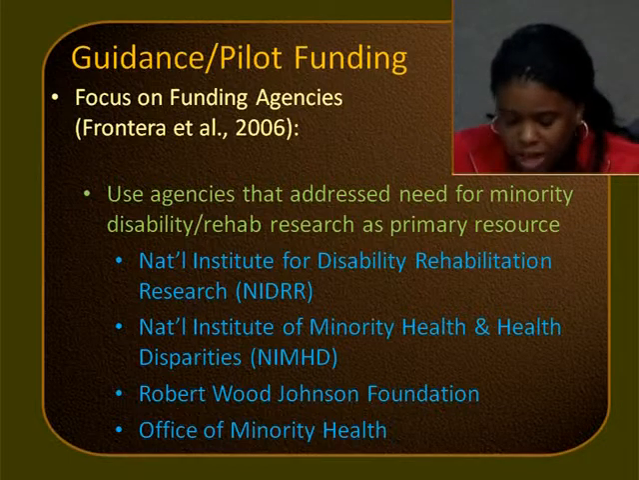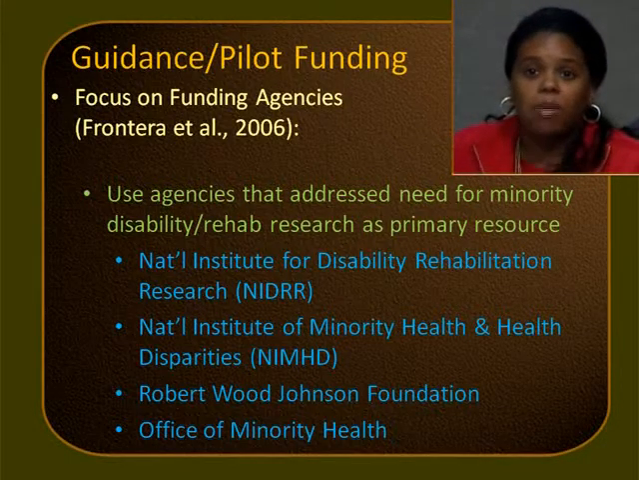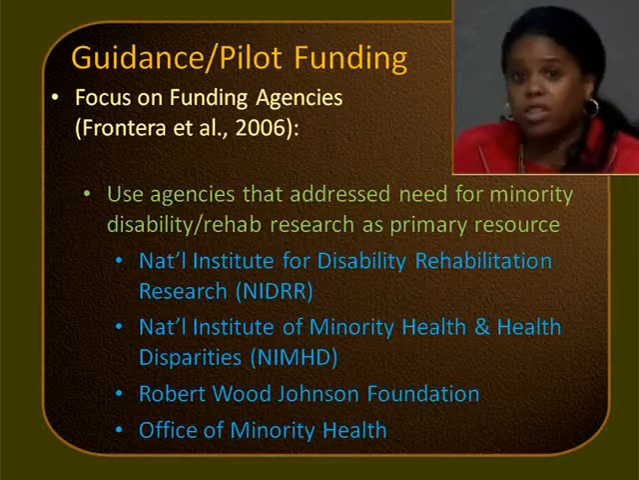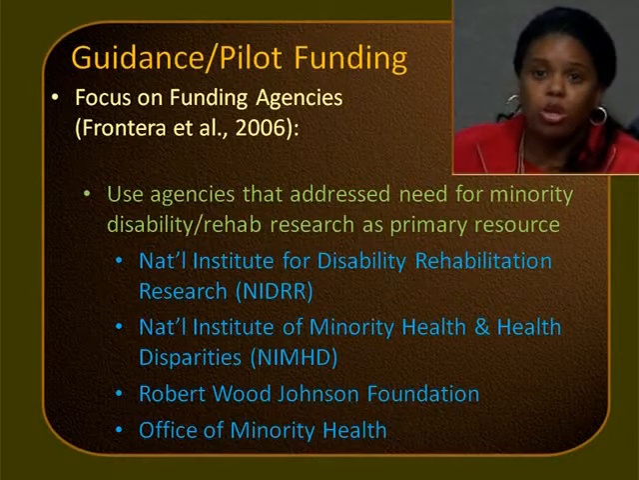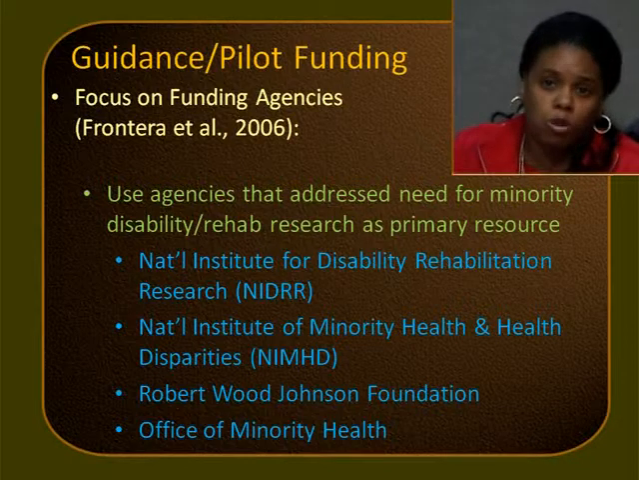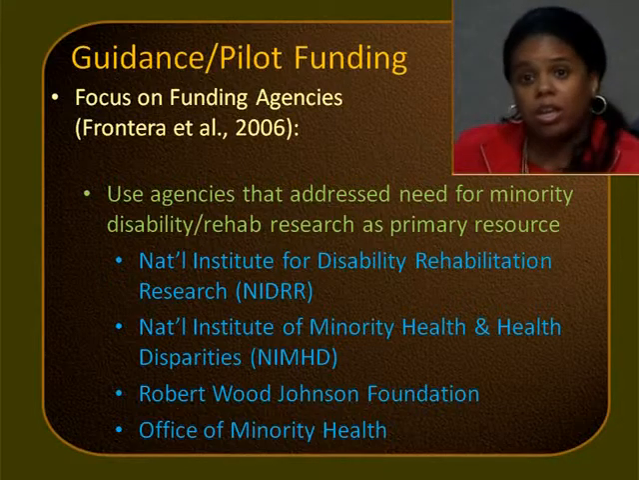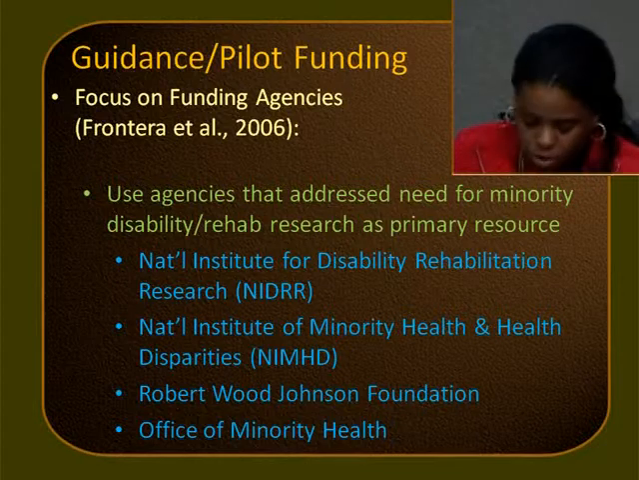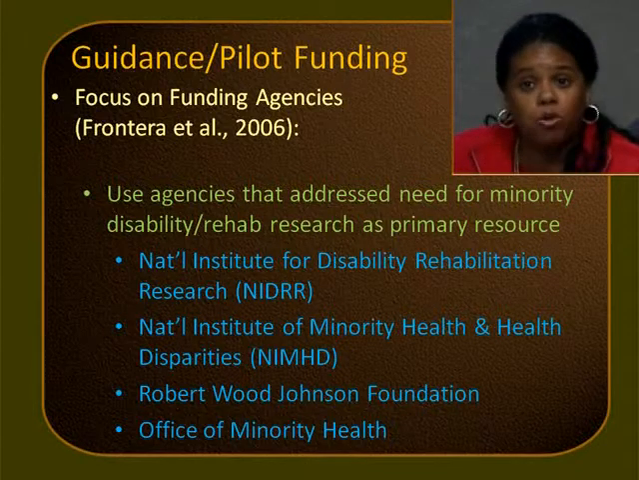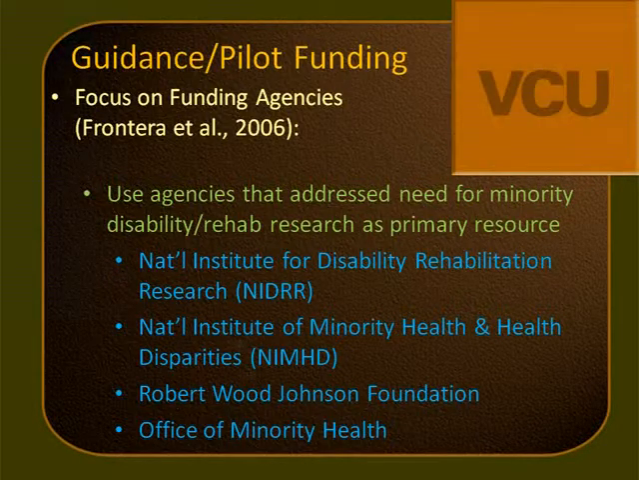Also, the Robert Wood Johnson Foundation has a lot of guidance, and their core mission is to award more grants for individuals interested in racial and diversity research. And then the Office of Minority Health is another place where they have research programs available. They have a lot of guidance also on their websites, in particular information about proposal and grant funding and grant writing.